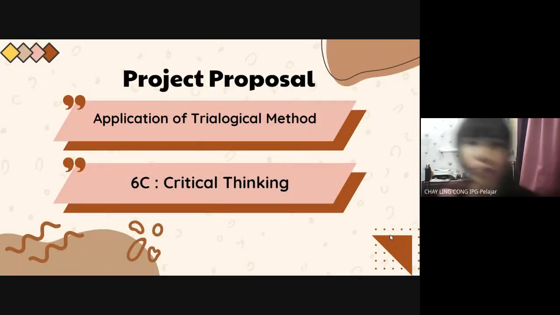So let's go straight to the point. My project proposal applies the trialogical method and also the KPPB element of the 6Cs, which is critical thinking.